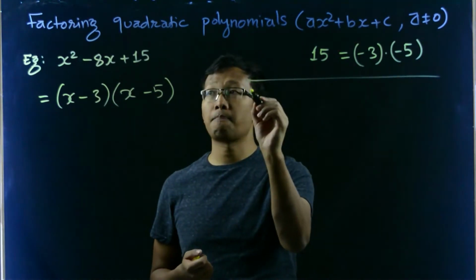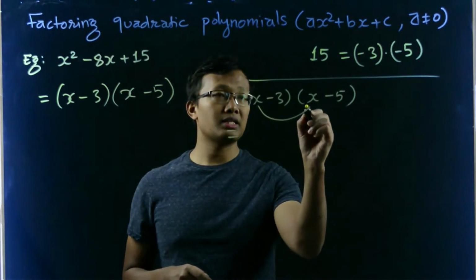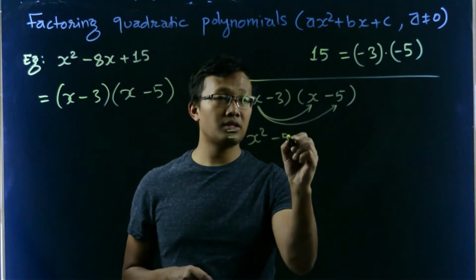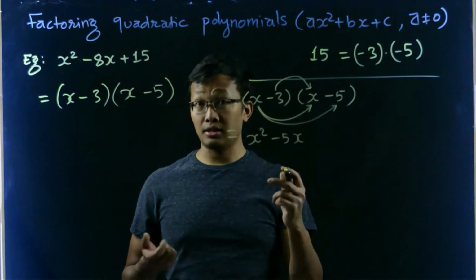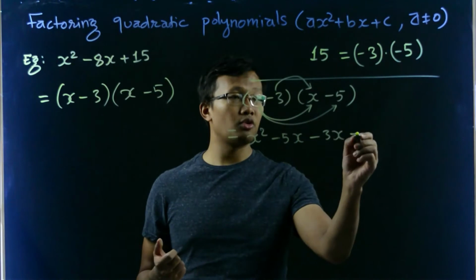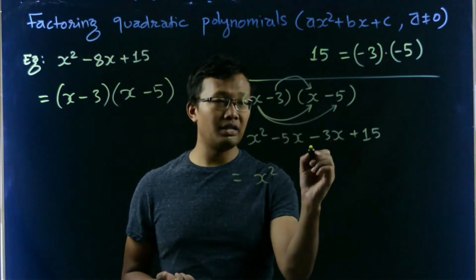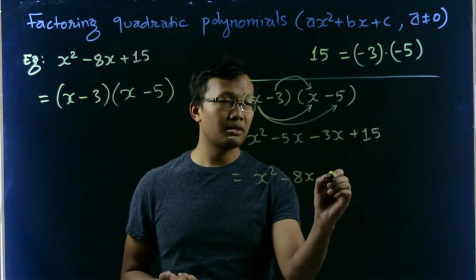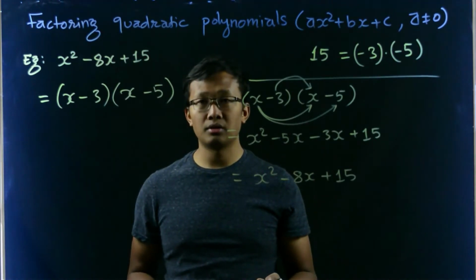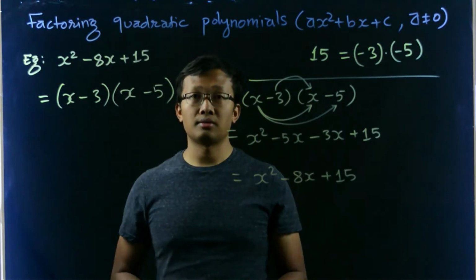Let us check. Let us multiply these two binomials. We will get x times x is x², x times −5 is −5x, −3 times x is −3x, −3 times −5 is, of course, positive 15. So x², −5 and −3 will give us −8x, plus 15. Thus, we got the original quadratic polynomial. Hence, our factorization is correct.